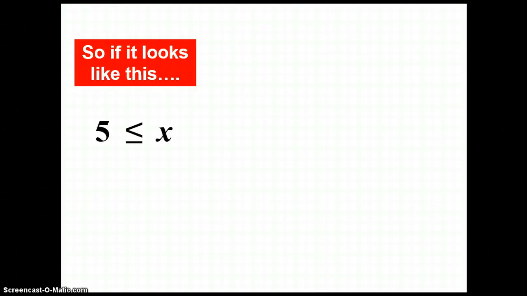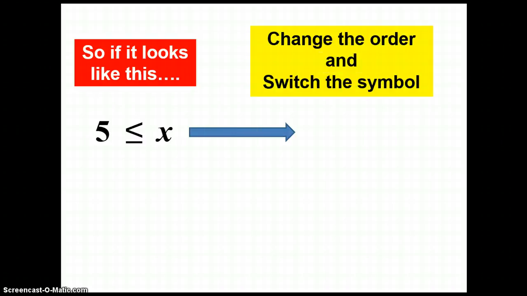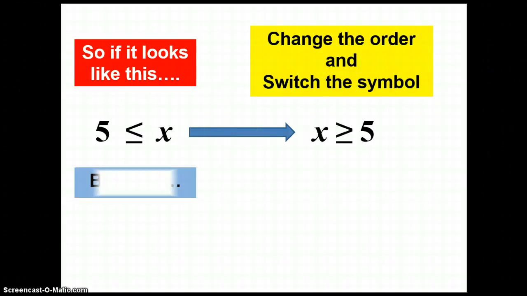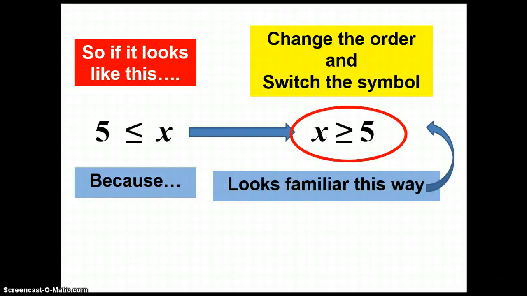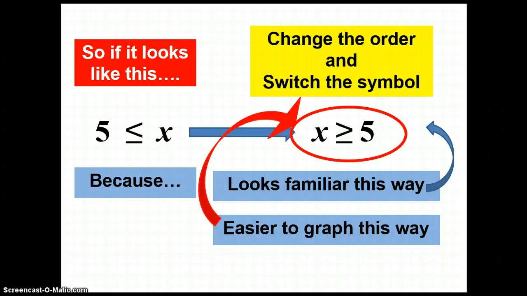So the point is, if it looks like this, we're going to switch the order of the symbol for two reasons. One, the statement still stays the same. The numbers that we can use to substitute in for the variable still work. Two, it looks familiar and it's way easier to graph, like we graphed in the last section. So let's practice a little bit of graphing and practice recognizing when we do need to change the order.